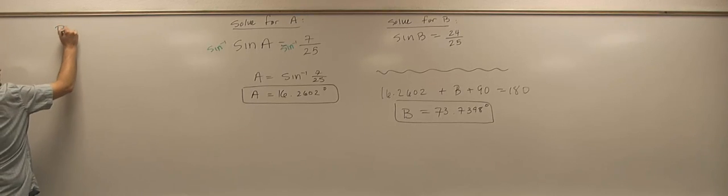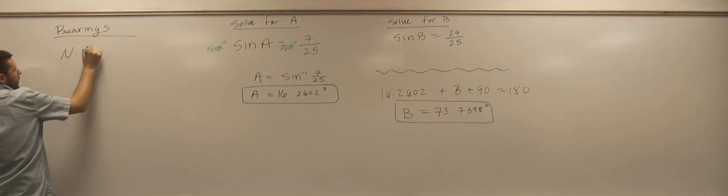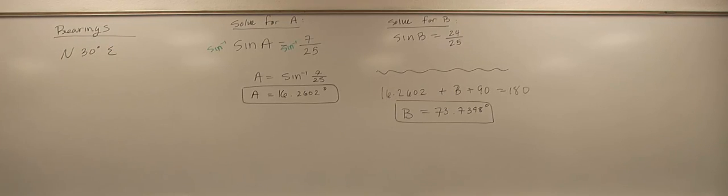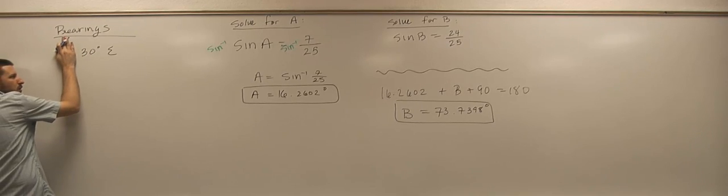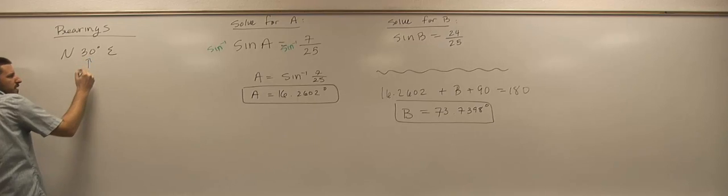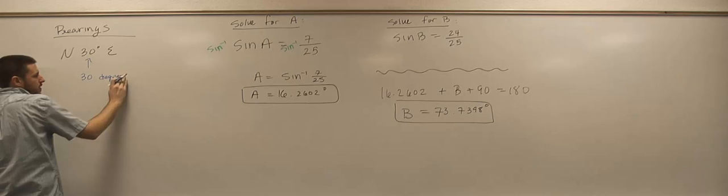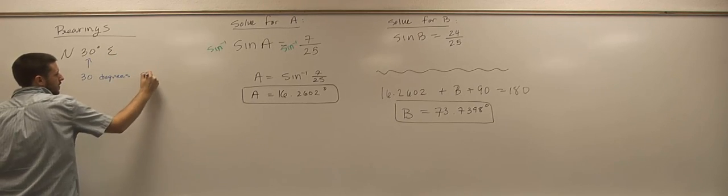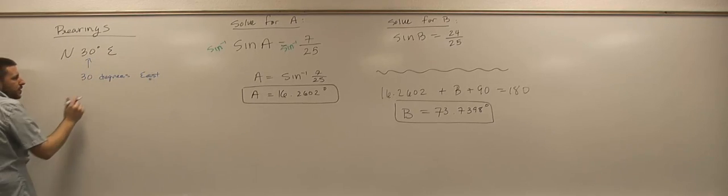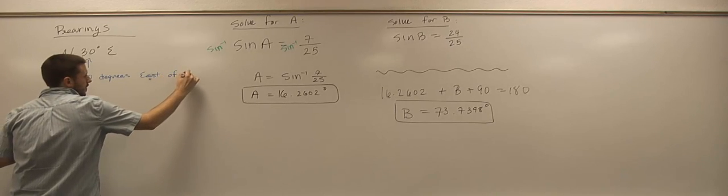So if I write N 30 E, this is read kind of ignoring the N at first and just saying 30 degrees east of directly north. So then you come back and read this guy.